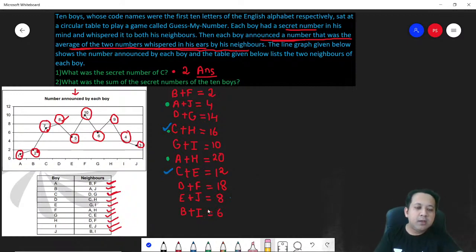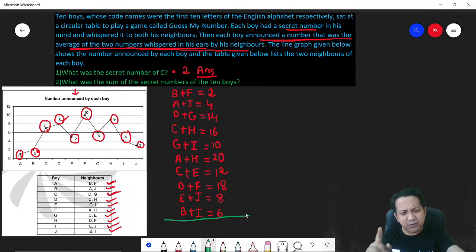Now think logically. I think what you need is basically the sum of all the numbers. Now how can you determine the sum of all the numbers? If you add up all of them, what will you get? How many times is A occurring? If you add up all the equations, A is occurring 2 times. Can you see this? 2 times.